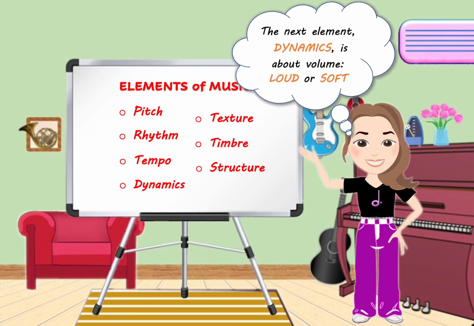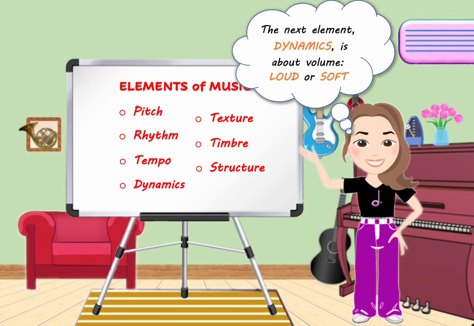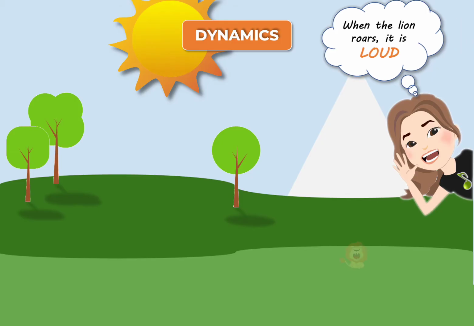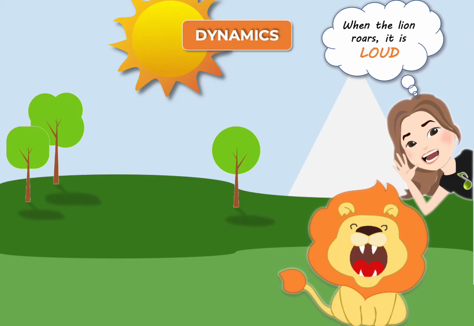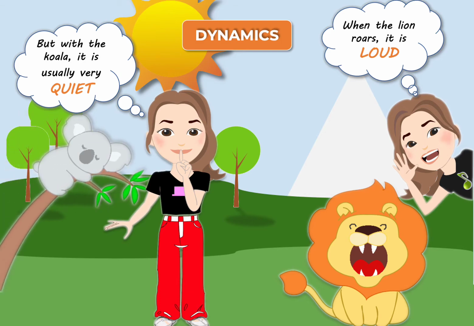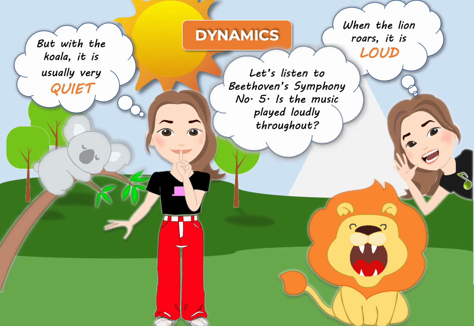The next element, dynamics, is about volume, loud or soft. When the lion roars, it is loud. But with the koala, it is usually very quiet. Let's listen to Beethoven's Symphony No. 5. Is the music played loudly throughout?